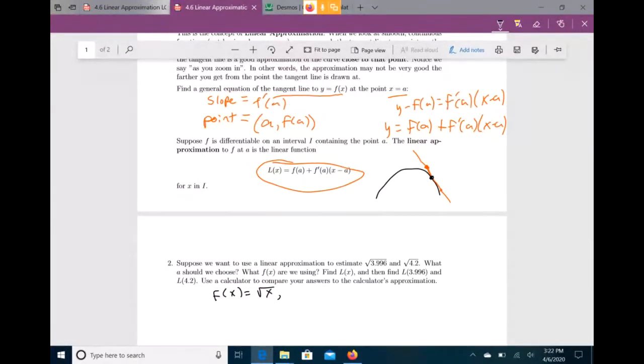Okay, and the point we use will be 4. I'm choosing 4 because it's close to 3.996 and 4.2, and it's something that I know. I can evaluate the square root of 4, and I can evaluate the derivative of this function when a is 4. I don't need a calculator to do it.